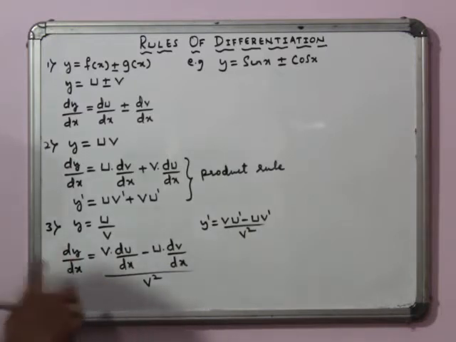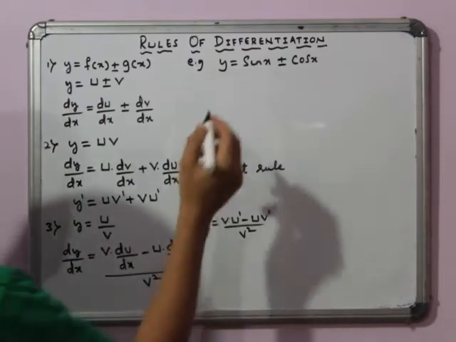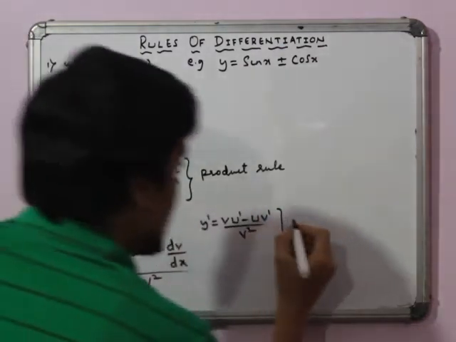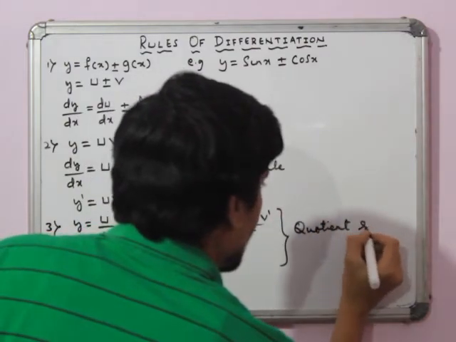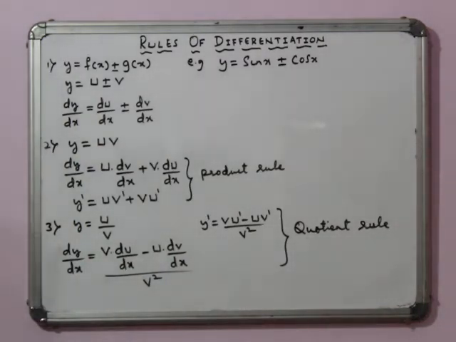I hope you are understanding these concepts. So let us move on. So fourth one, okay, this rule is called the quotient rule. This is called the quotient rule. Okay, if you have any doubts in understanding this one, please comment below so that I can get back to you and explain it in other ways you can understand. Okay, now let's move on to the next rule.